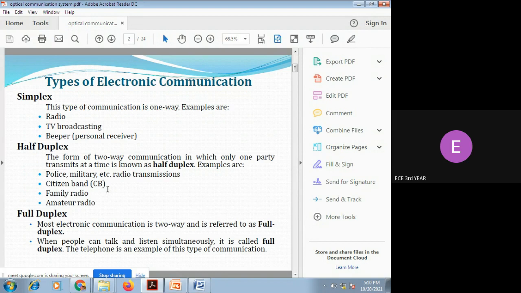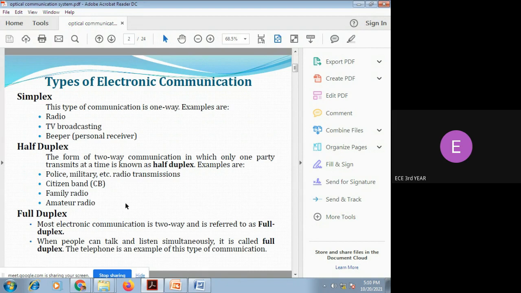The third one is full duplex communication. It is a two-way communication, that is, sending information from one place and, the same way, receiving the signal from the other side. Both communications happen at the same time. An example is normal telephone communication, which is called full duplex communication.